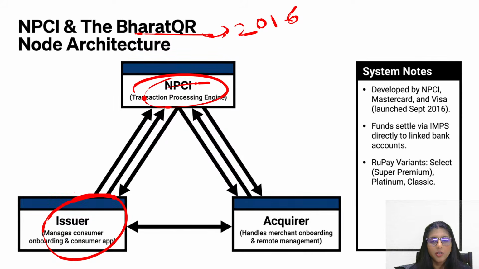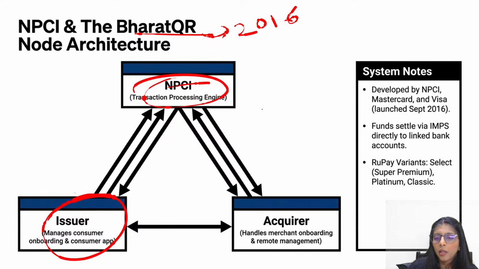First step, scan the QR. Then the issuer bank sends the QR through the bank and mobile app. Then the issuer bank sends the transaction request to NPCI. Then NPCI will process and route the transaction to the acquirer bank. Then the acquirer bank will credit the merchant account, and this is how settlement happens.